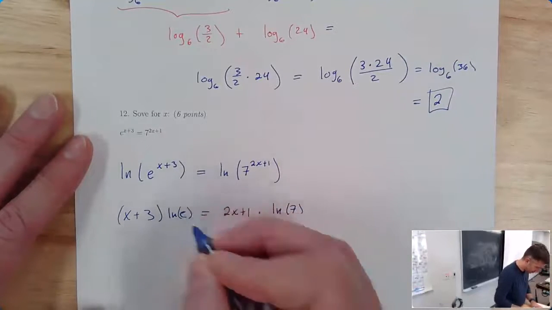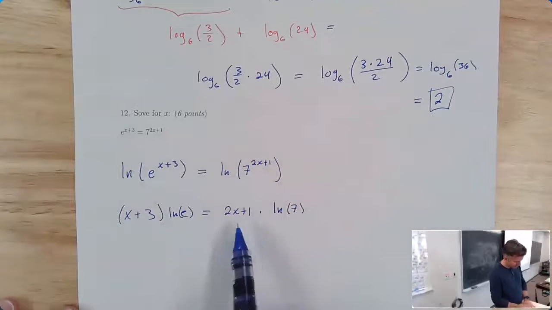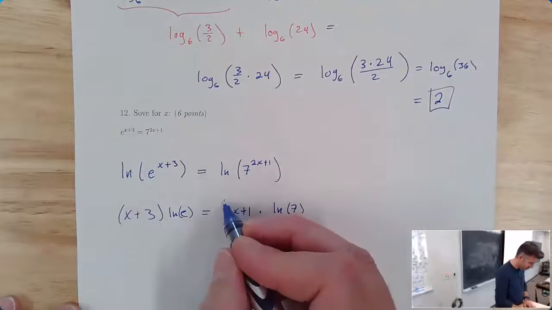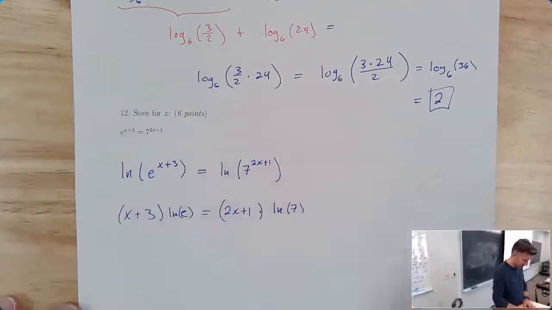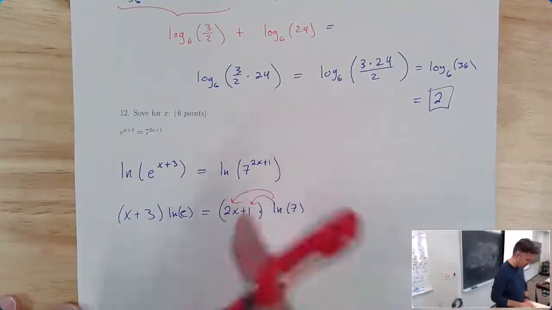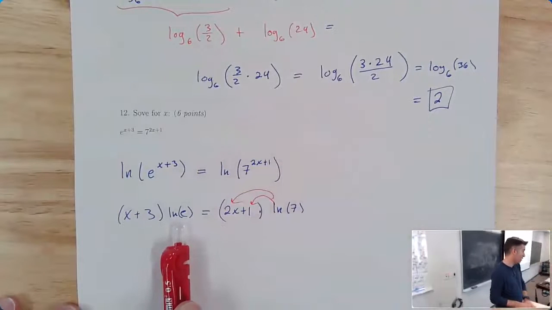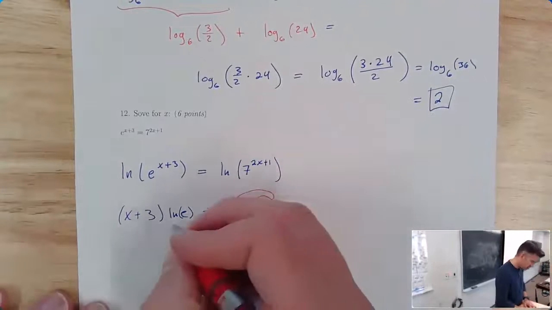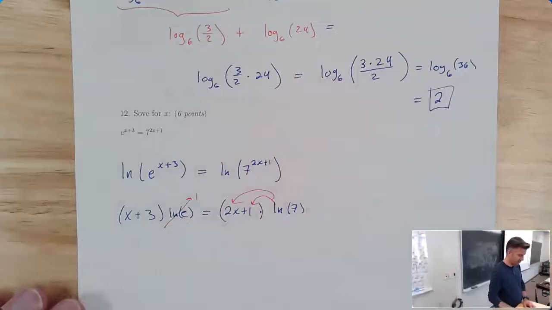Now be careful. This 2x plus 1 over here and this x plus 3 over here should both have parentheses around them so that the thing they're being multiplied by will distribute to each of them. It's not going to matter over here because that's just a 1, and 1 times anything is still 1, but it's still important to look at those parentheses.